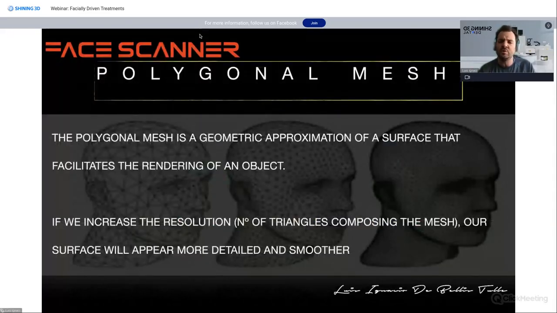And it's extremely important what I'm telling you, because with the different protocols that I'm going to show you, it's going to be about photogrammetry and facial scanning with a facial scanner.